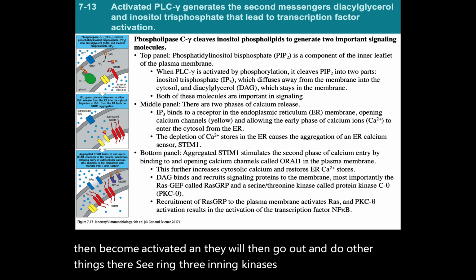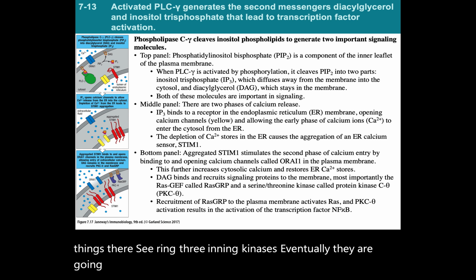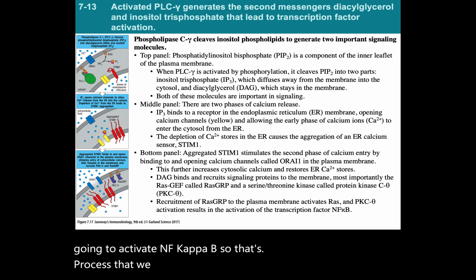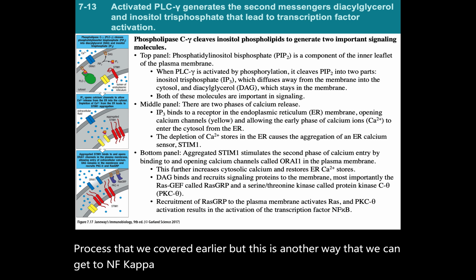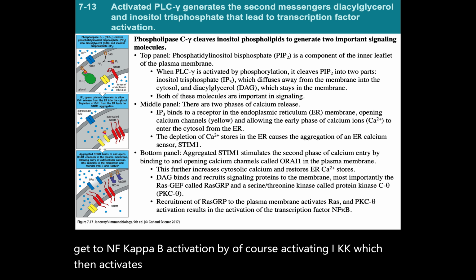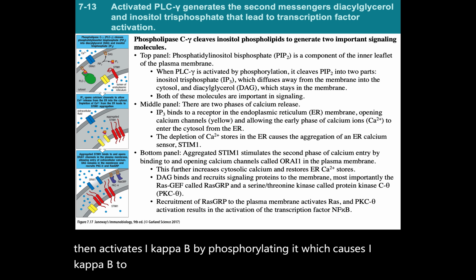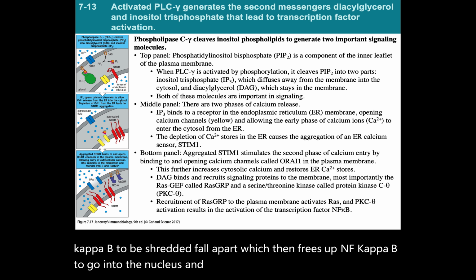Eventually they are going to activate NF-kappa B. So that's a process that we covered earlier, but this is another way that we can get to NF-kappa B activation. By, of course, activating IKK, which then activates I-kappa B by phosphorylating it, which causes I-kappa B to be shredded, fall apart, which then frees up NF-kappa B to go into the nucleus and cause transcription. There we go. It's a lot, right?